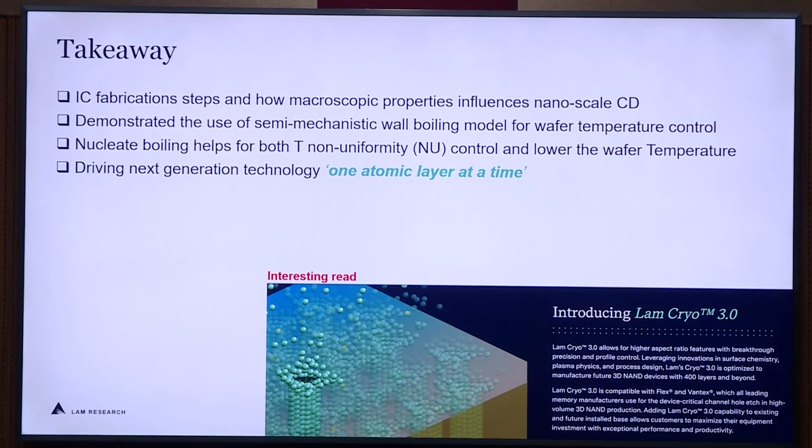Yeah, so the last slide, the takeaway message. I tried to guide you through the different IC fabrication processes and their challenges, and how the macroscopic results actually help to get the nanoscale critical dimension properly. I demonstrated the use of a semi-mechanistic wall boiling model for wafer temperature control and design. Of course, nucleate boiling helps with temperature non-uniformity, which is more important than the heat transfer rate. And also, I tried to show you how we are driving the next generation technology one atomic layer at a time. And this is one very interesting read recently published on our website, introducing LAM Cryo 3.0. So you can also read it later to see how this cryo technology is helping nano fabrication or the highest precision fabrication. Thank you.